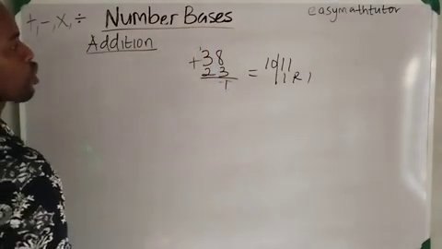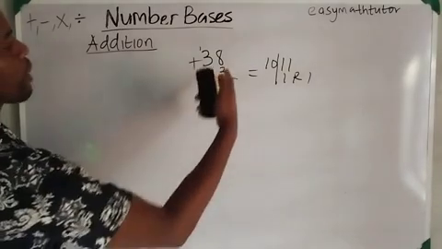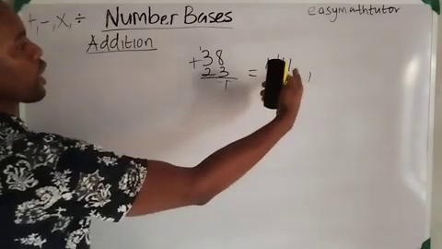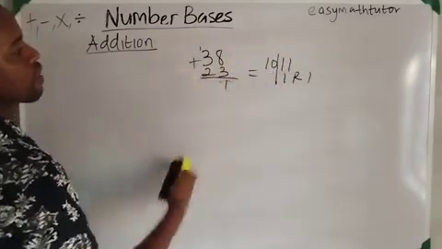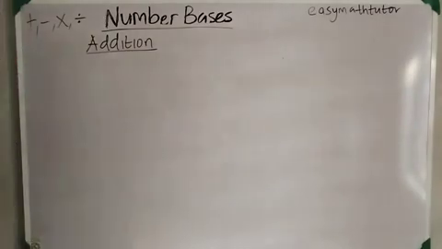This is the same operation we perform when adding numbers in other number bases, whereby if the addition of two numbers is greater than the base, we are going to divide that number by the base as well. When we solve some examples, this will become clearer.